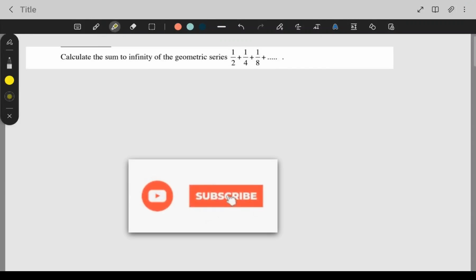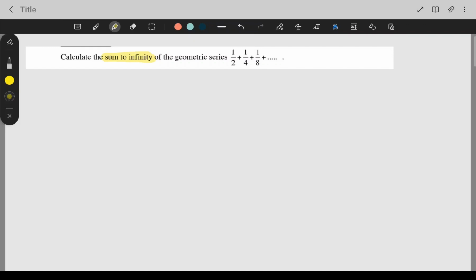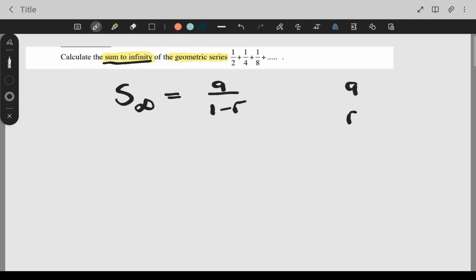Today we'll be looking at calculating the sum to infinity of a geometric series. They give me the series and they want us to calculate the sum to infinity. On your formula page, there's the sum to infinity, and this is the formula. A is still the first term and R is the constant ratio.